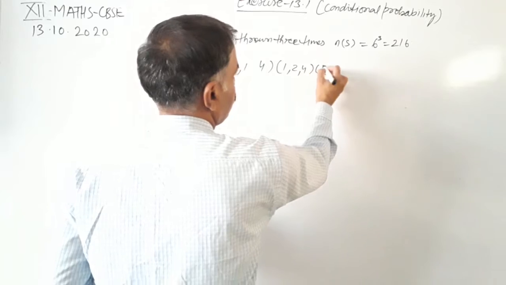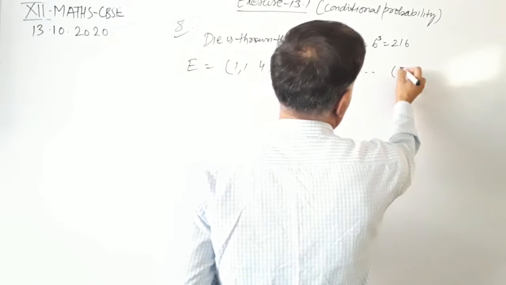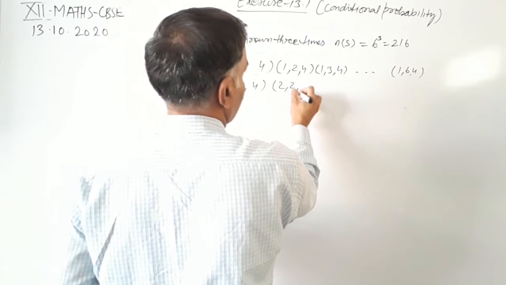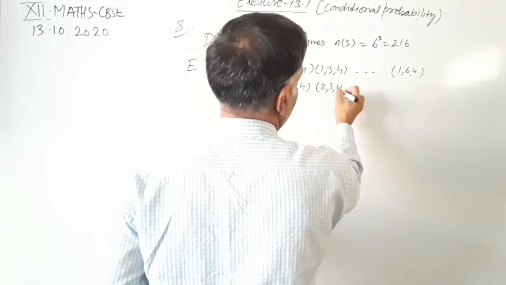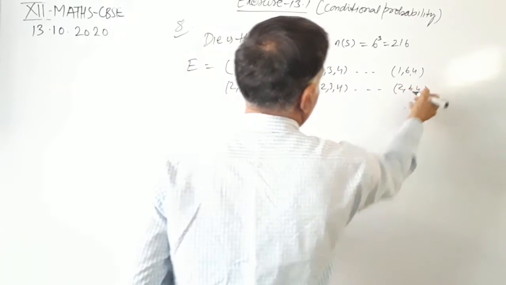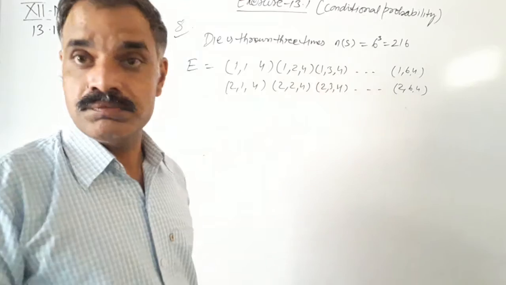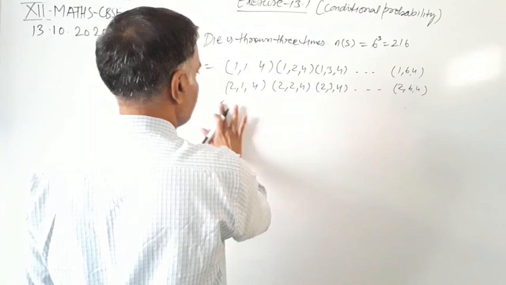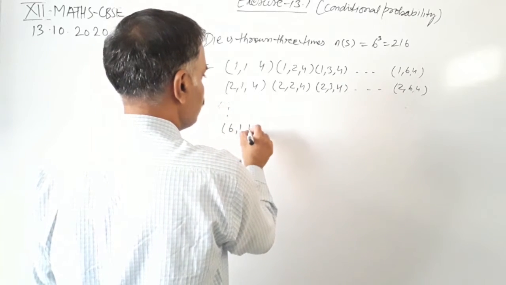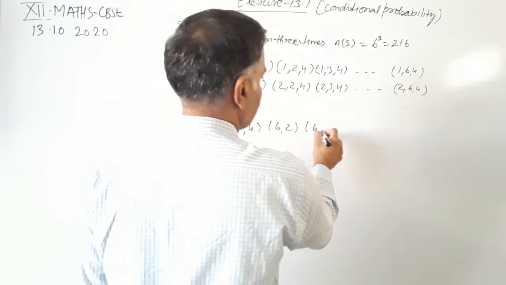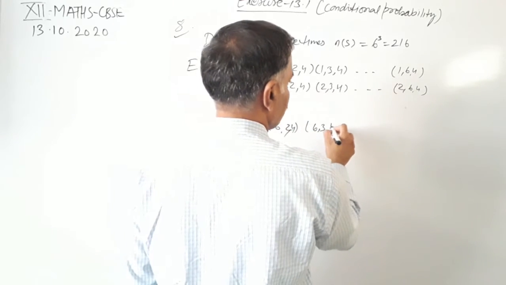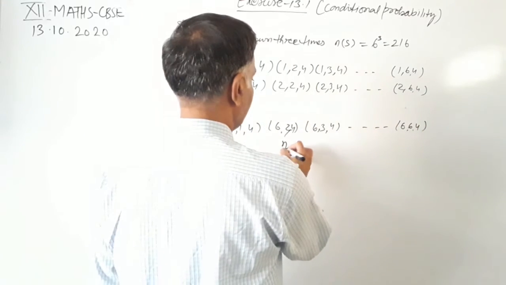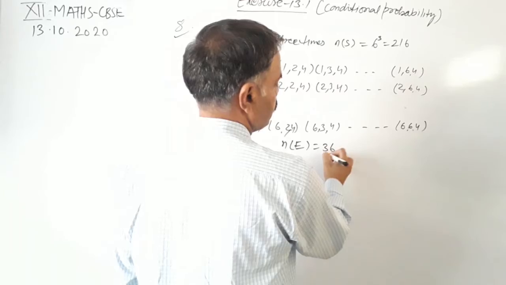1, 2, 4; 1, 3, 4; and so on, 1, 6, 4. And then 2, 1, 4; 2, 2, 4; 2, 3, 4; and so on, 2, 6, 4. Third toss is fixed, that is 4. First or second is changing. In this way, 6, 1, 4; 6, 2, 4; 6, 3, 4; and so on, 6, 6, 4. So total number of events in E is equal to 36.